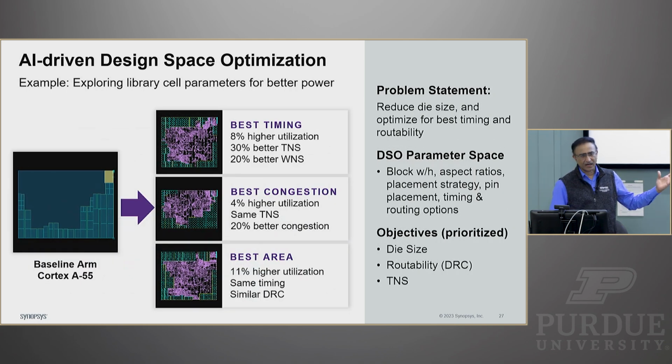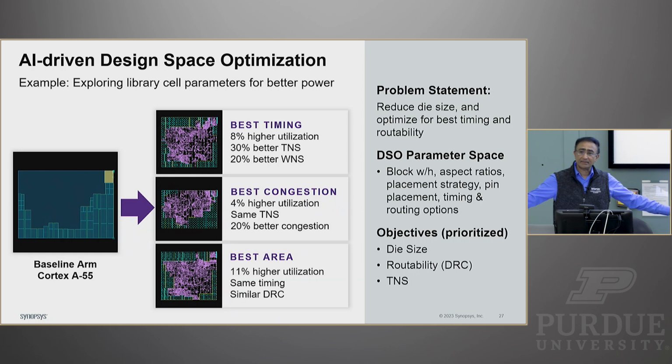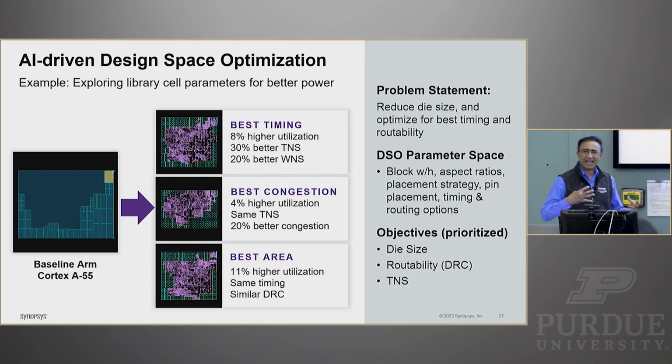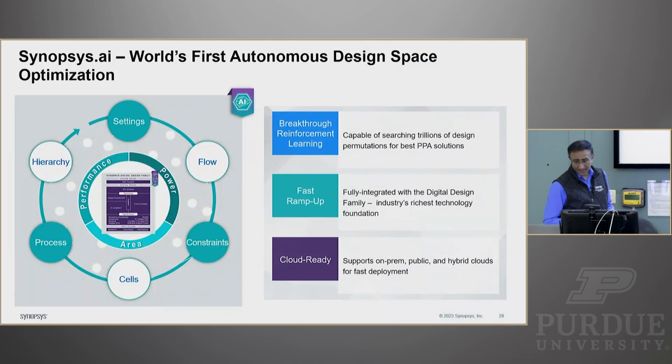Some great examples of how AI techniques are used in chip design. We are seeing 8% better. Now these numbers look very small, but in the large context, they're massive. The impact is enormous. So 8% better utilization. That means your form factor for your product will be that much smaller. Best congestion, best area. So any one of these parameters you can tweak and try to get as good results as you can using AI techniques.